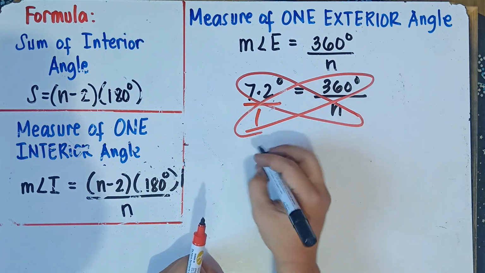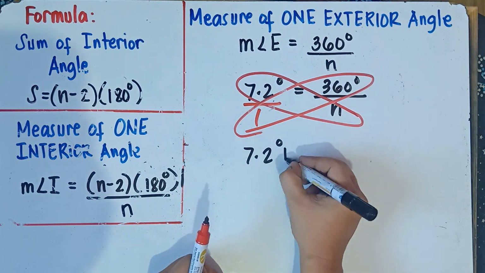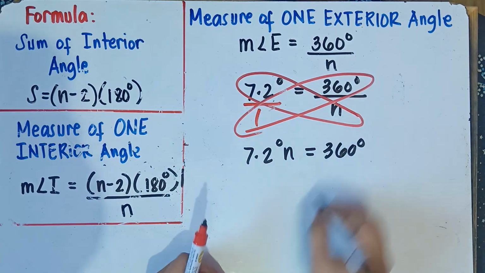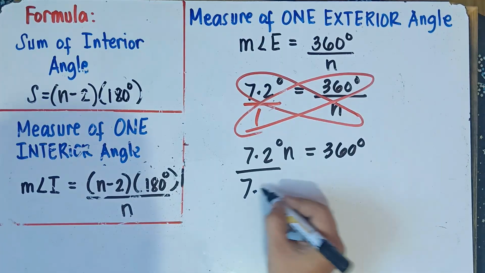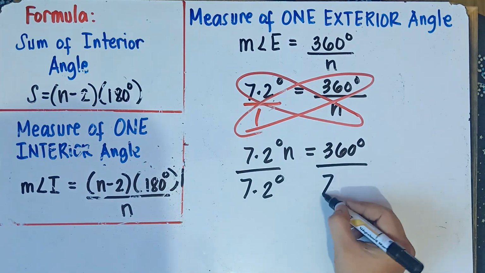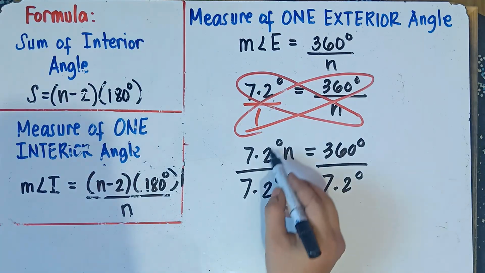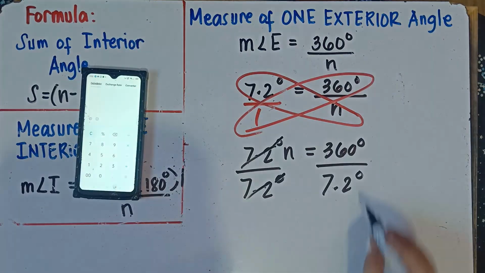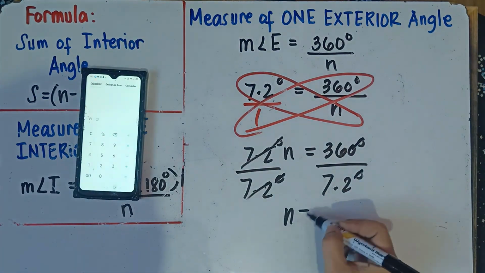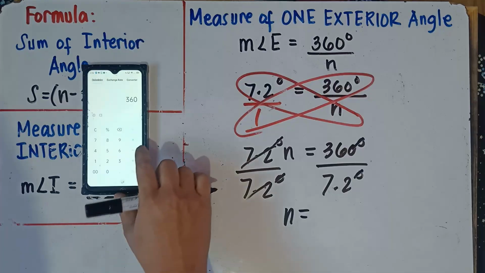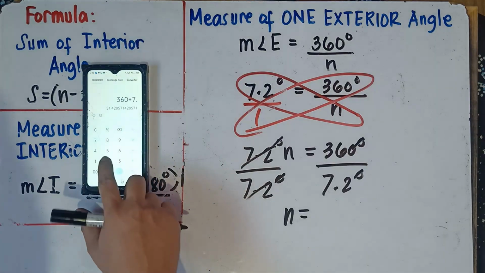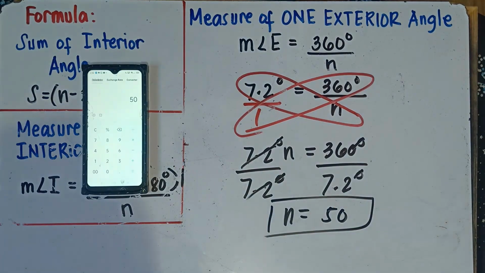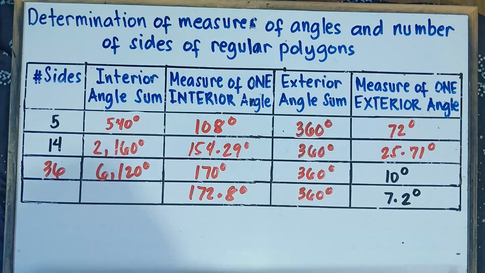7.2 degrees times n would be 7.2 degrees n equals 1 times 360, that would be 360 degrees. Divide both sides by 7.2 degrees. Cancel 7.2 as well as degrees, because we're told to find the number of sides. 360 divided by 7.2 would be 50. So the number of sides is 50.